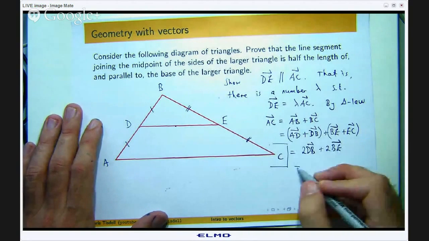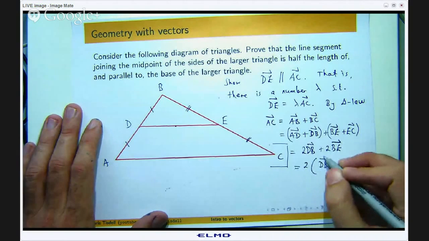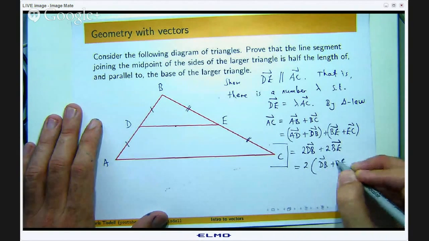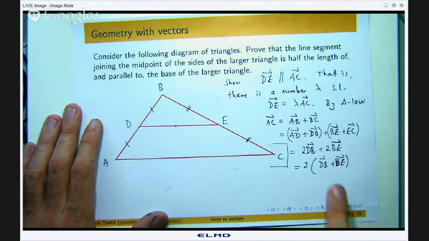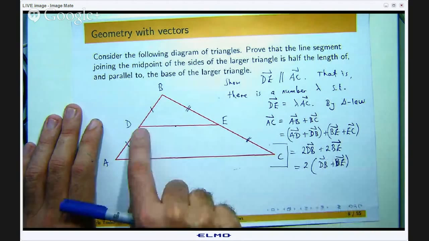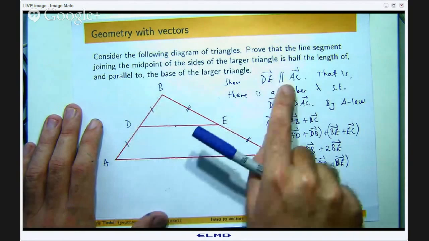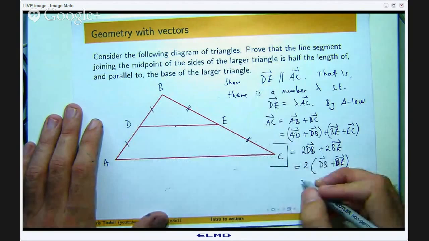Okay, so I can take a common factor out. All right, what is this? Well, cover up the B's, it's got to be the vector DE. DB plus BE equals DE. That's what we want to get down to.